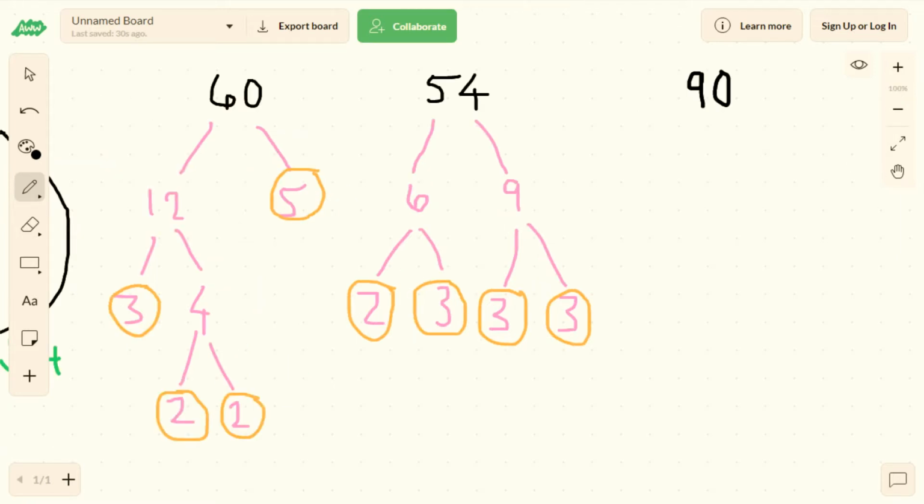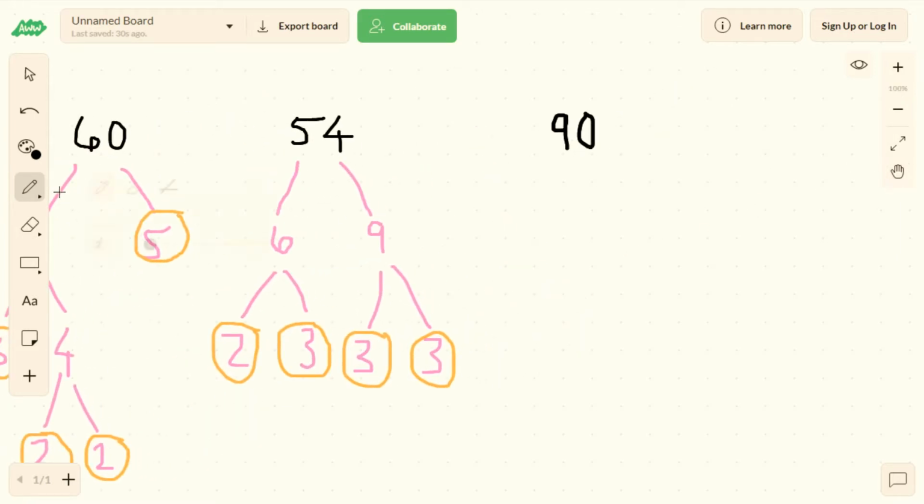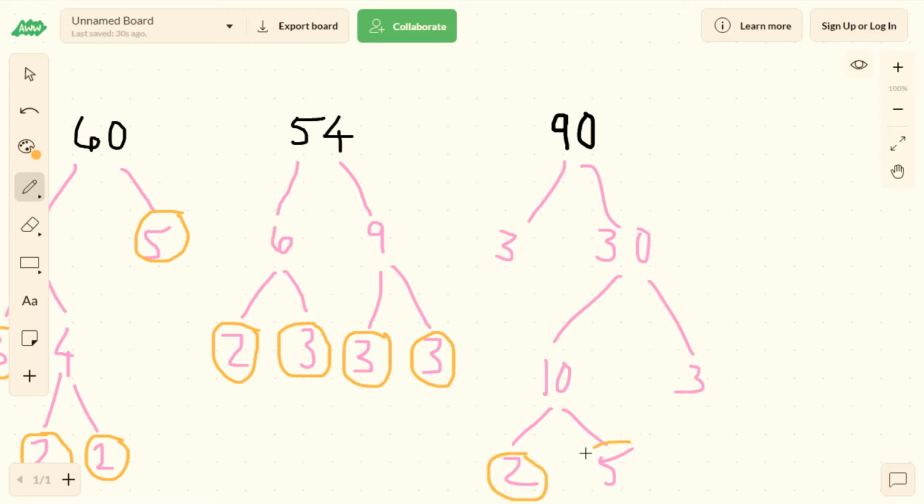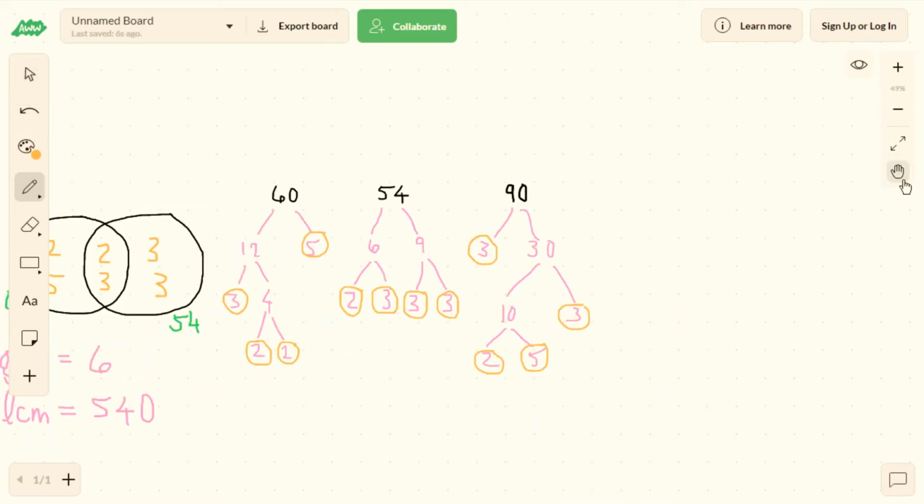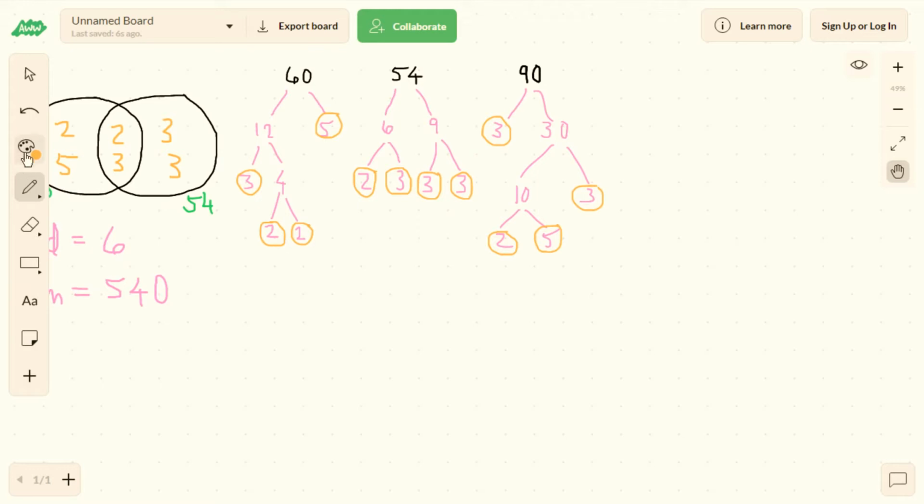I'll zoom back in for this one. Okay. So 90 is 3 times 30. 30, it's 10 times 3. And 10 is 2 times 5. Okay, so like the other ones, we have some stuff in common, but we also have some differences. And actually, this one's going to be a little more nuanced. Here, we'll do a new one with all 3 of these guys.